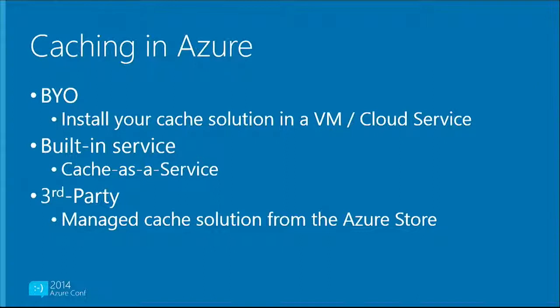By the way, you don't have to use a virtual machine. If your cache service can survive a machine restart, then you can also put it on a cloud service and have it maybe even scale out as you go along. And if you need more memory, just scale out the number of cloud service worker roles, and you will get more machines, more memory, larger cache service.